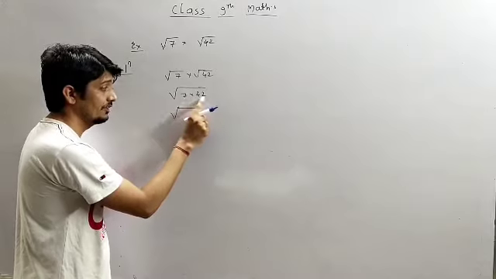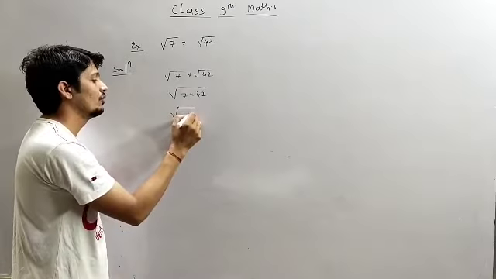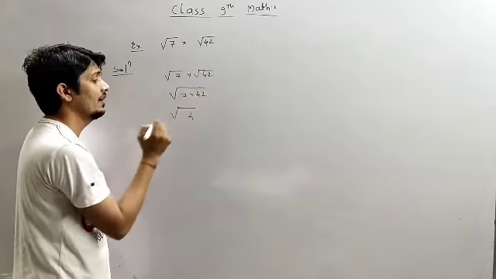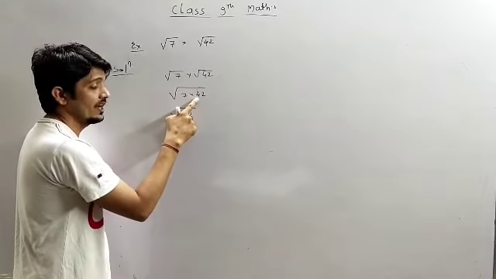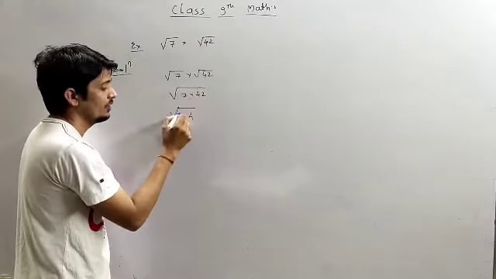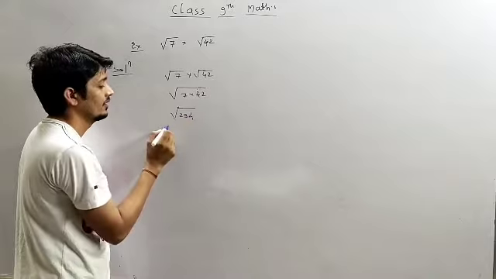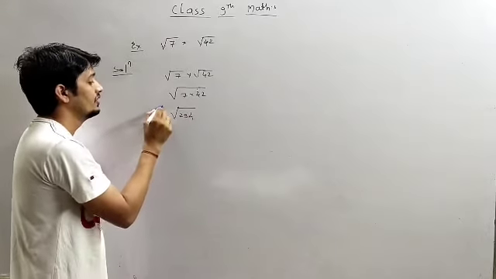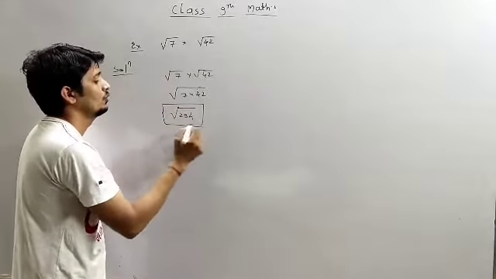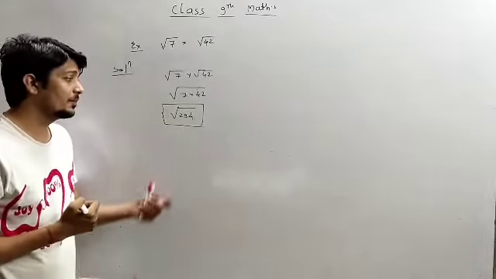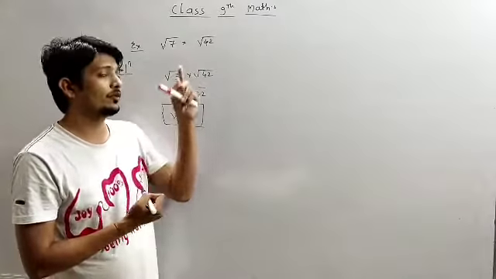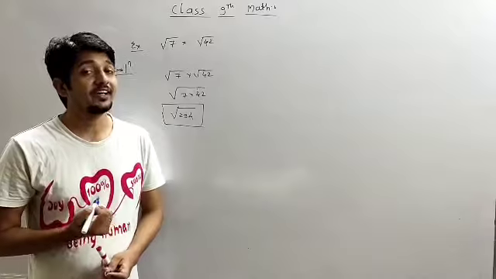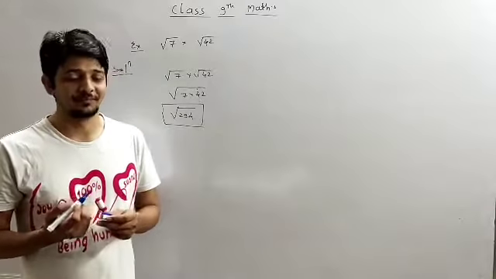Now we have to multiply. So 7 2s are 14, write 4 and carry 1. 7 4s are 28 and 1 is 29. So this is the answer. It is 294, the multiplication of root 7 and root 42. Okay, really it is very simple. Next.